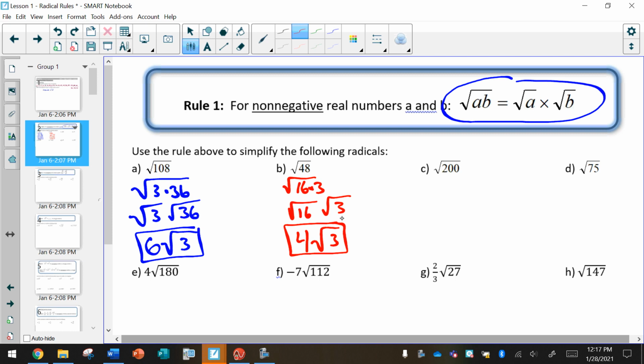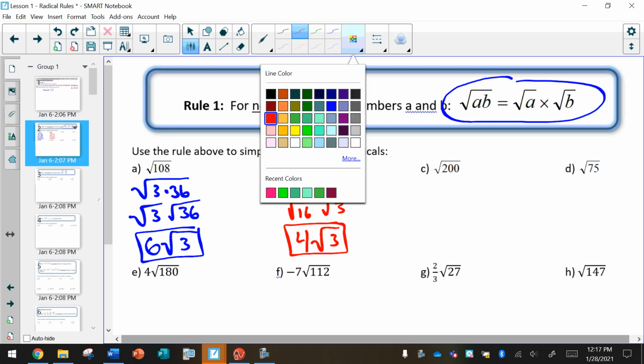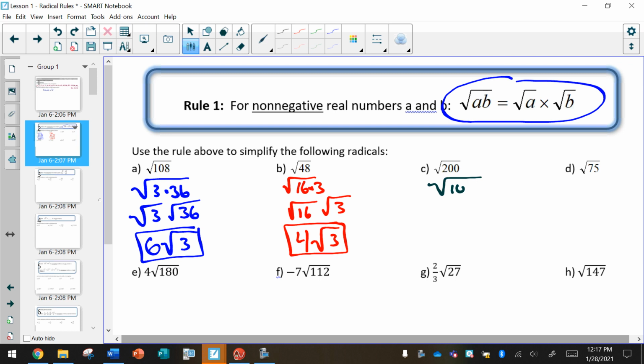200. You might just be able to do this one quickly without having to go to the calculator. Also, you might want to go to the calculator to make sure that you're not doing it too quickly. But for 200, I can do the square root of 100 times the square root of 2, which makes us 10 radical 2. Okay, pause the video, do letter D, come back when you're done.